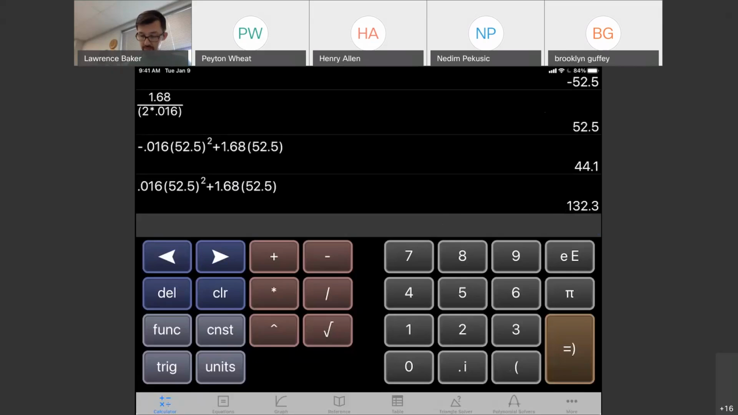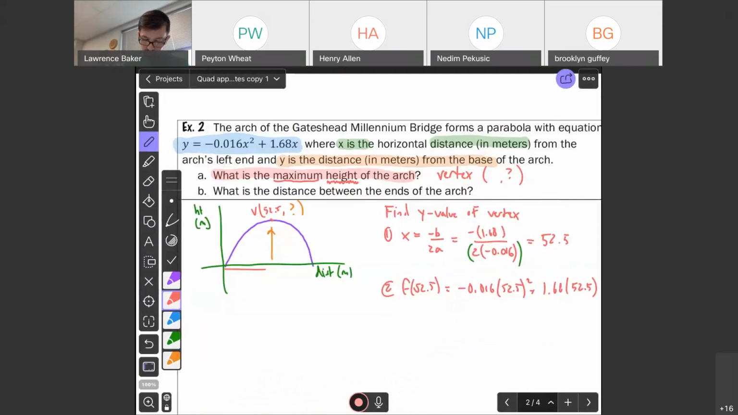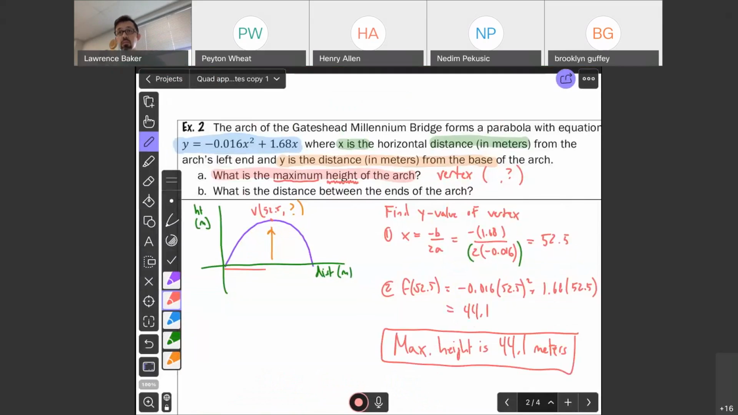Okay, so 44.1 meters. Okay, so we found the y value of the vertex. So it's the max height, right? That's what the question was. I'll answer the question with a short sentence. Okay. I have another question to answer though.